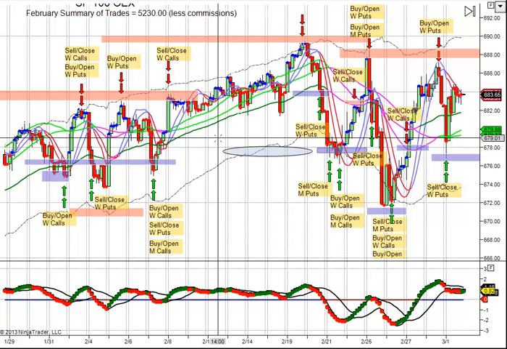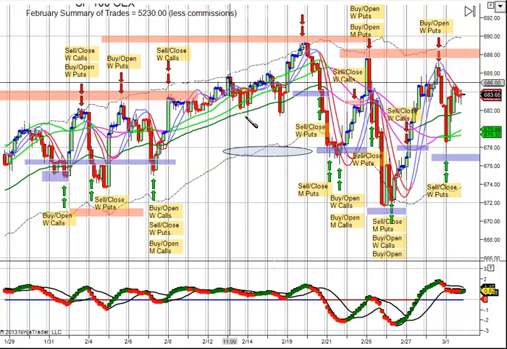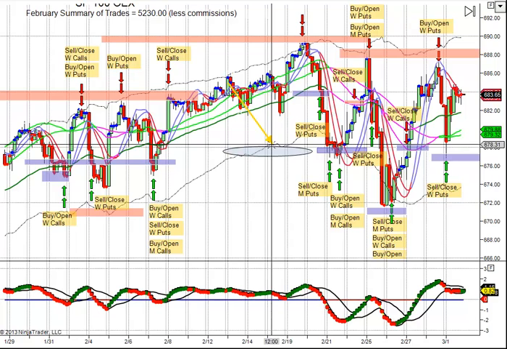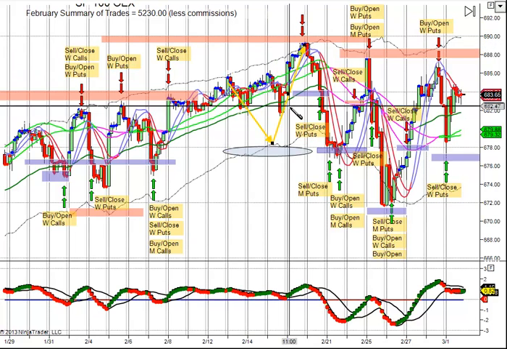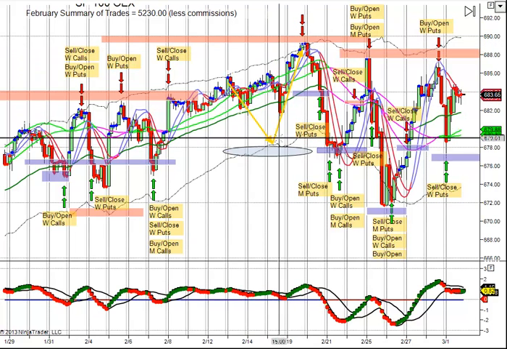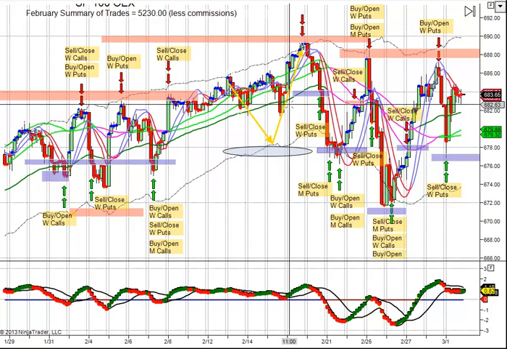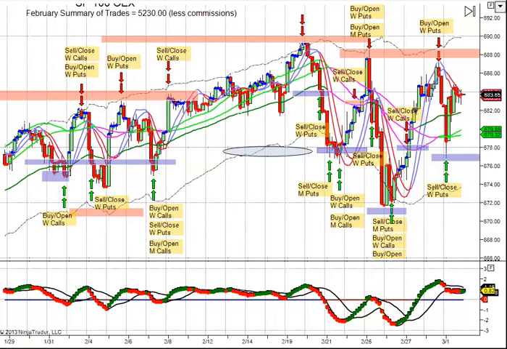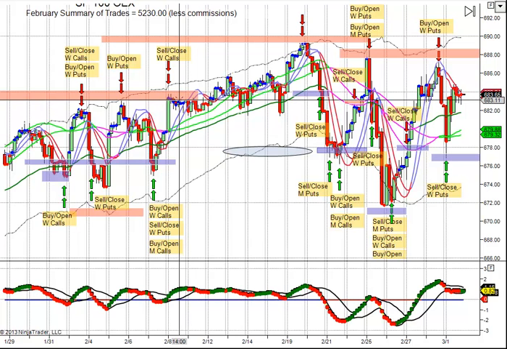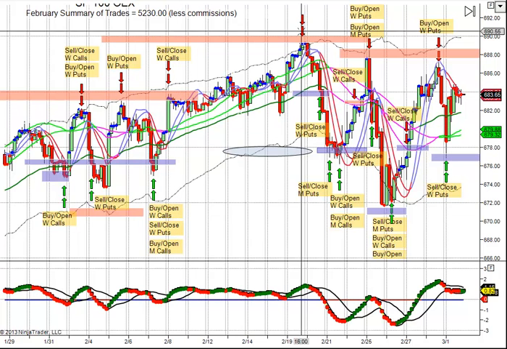This ellipse here is showing the support that I was looking for. So I was looking for the possibility of coming back down into this support area and then perhaps going up here. If we did that, then I would initiate more weekly calls here, but we never really did. So we just stayed with the monthly calls, and that's how we were able to generate a profit, not only from just getting back up into this area of resistance, but also pushing up a little bit higher.